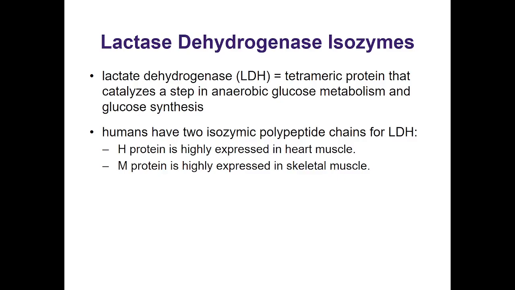The lactate dehydrogenase isozymes are a really good example of this. Lactate dehydrogenase, LDH, is going to be a tetrameric protein that's going to catalyze a step in anaerobic glucose metabolism and glucose synthesis. Humans actually have 2 isozymic polypeptide chains for this LDH. We have the H protein that's highly expressed in heart muscle. We have the M protein that's highly expressed in skeletal muscle. And so those are 2 different isozymes that are being expressed in different tissues of our bodies, right?